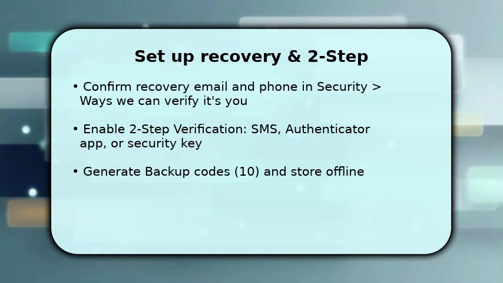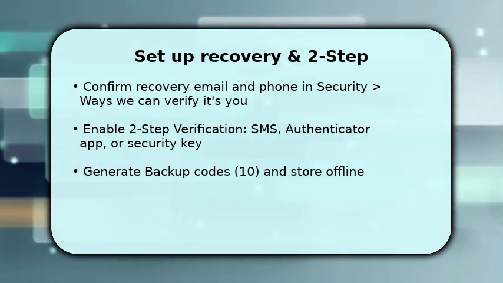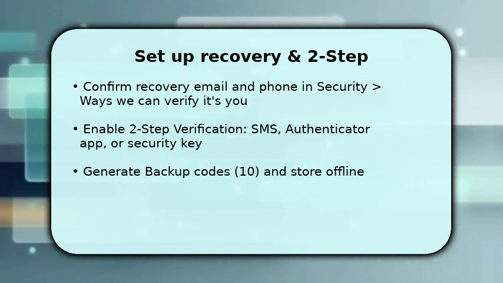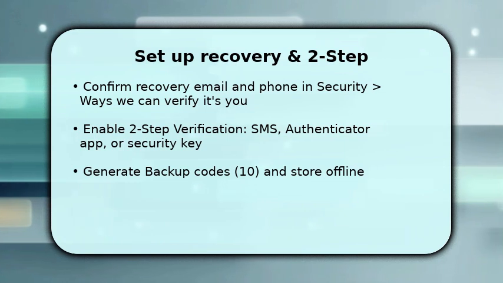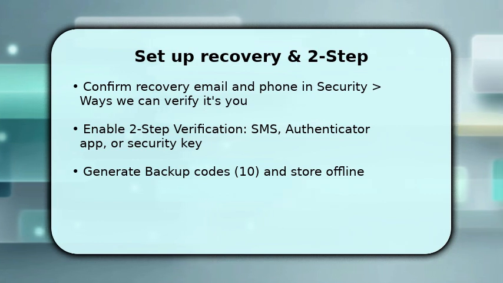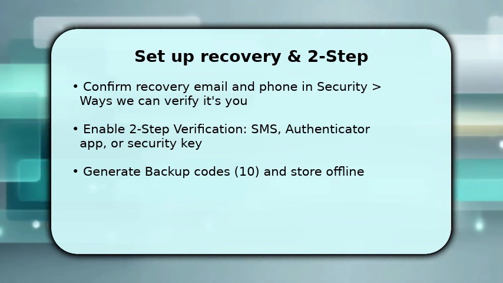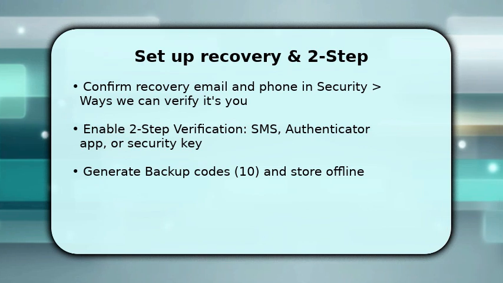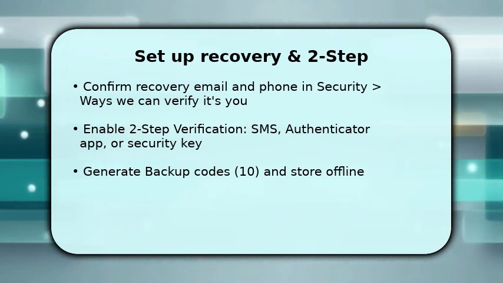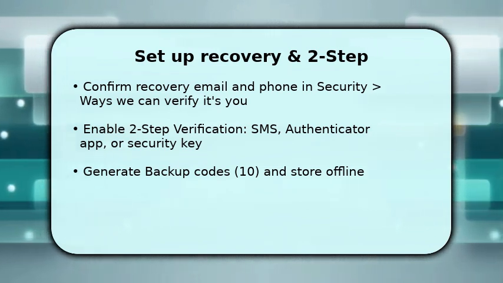Next, verify recovery details and harden authentication. Go to security settings and confirm the recovery email and phone are correct. That ensures account recovery flows work. Turn on two-step verification using an authenticator app or a security key for stronger protection. SMS is a fallback only. Generate backup codes, typically 10, and print or save them offline. Once these steps are complete, your backup account can regain access to services and serve as a reliable fallback.